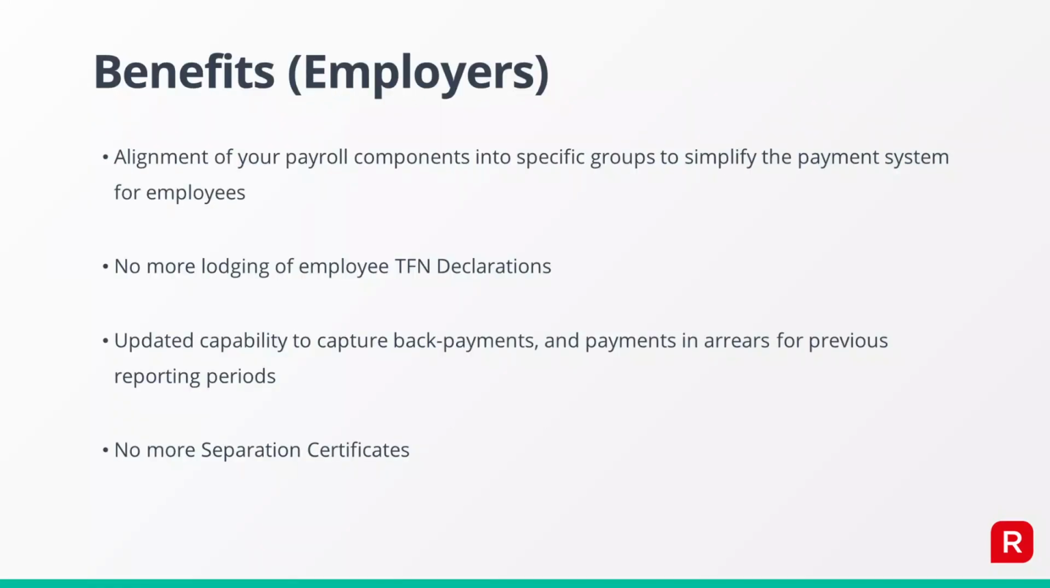Let's take a look and summarize some of the benefits. Firstly, these are benefits for the employers. Through the implementation of STP Phase 2, the government is reducing the duplication of information that employers are required to provide. This will also include unnecessary interactions, including incorporating the reason for an employee ceasing employment, therefore no longer requiring the need for separation certificates, removing the requirement to send tax file number and withholding declaration forms to the ATO. This will now be captured in the employment conditions section of the STP report.